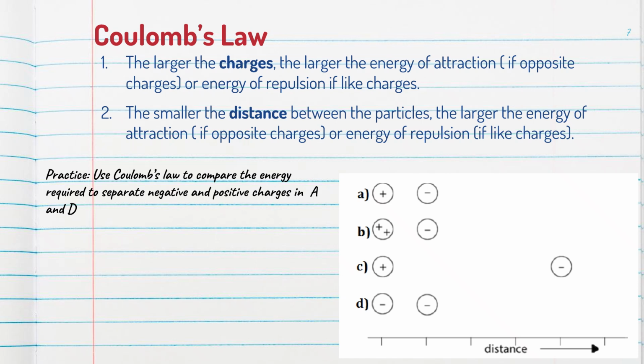So let's do one more practice. Let's use Coulomb's law to compare the energy required to separate the negative and positive charges in A and D. Which one requires more energy? They both have the same amount of energy, but one is attraction and one is repulsion. In A, we can see that they are opposite charges, so they're going to attract, while in D, we can see they are the same charges, so they're going to repel or move away from each other.